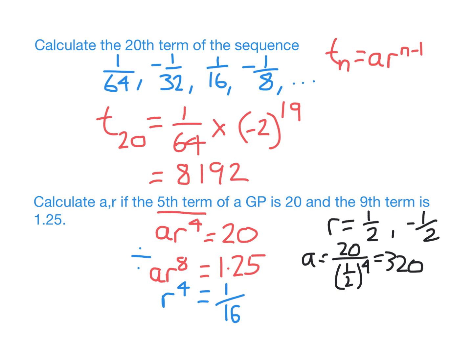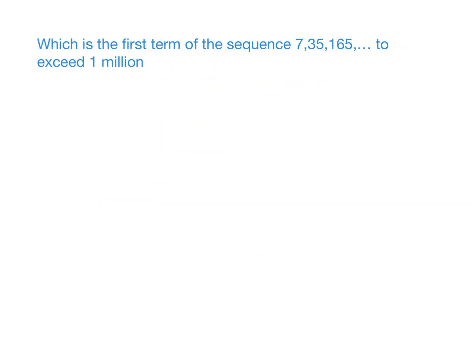All right, let's now look at one harder question. Which is the first term of this sequence here to exceed 1 million? So this sequence here is geometric because we have a common ratio. We are timesing by 5 each time. So we have that R is common, it is equal to 5. So we're going to use our formula Tn equals AR to the n minus 1.